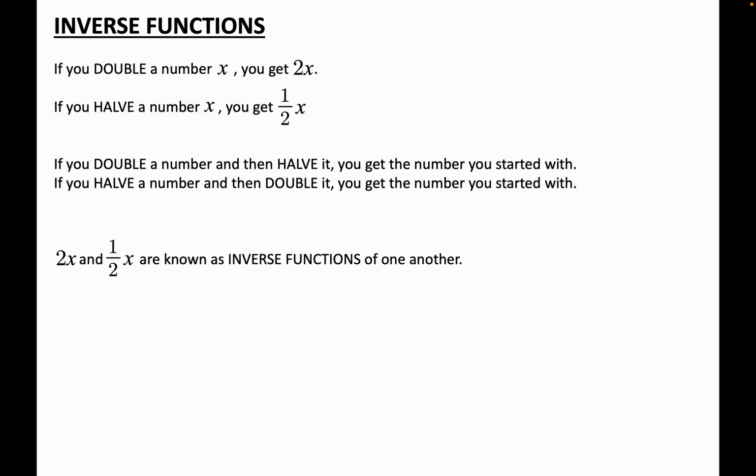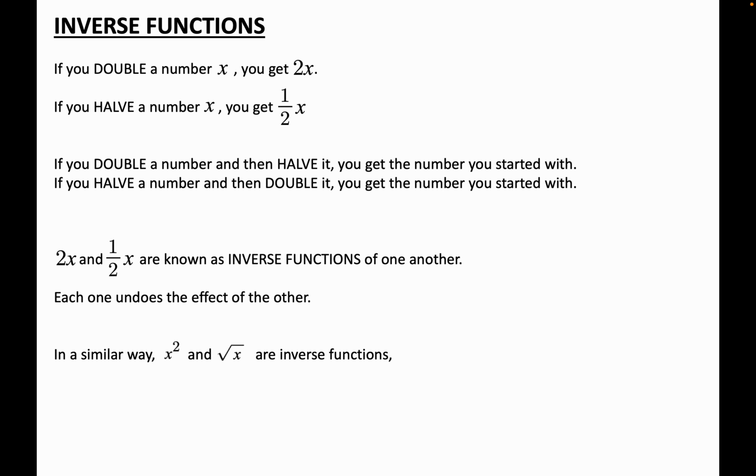So 2x and half x are known as inverse functions of one another. Each one undoes the effect of the other. In a similar way, x squared and square root of x are inverse functions. If you square a number, like 5, you get 25. If you find the square root of 25, you get back to 5. They undo each other. Sin x and arcsine x are also inverse functions.